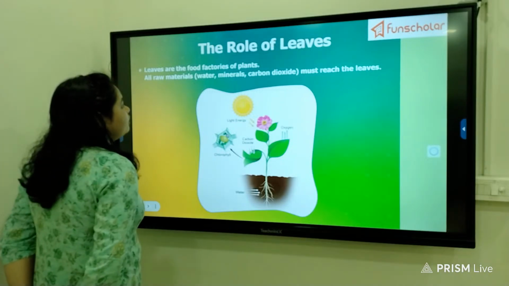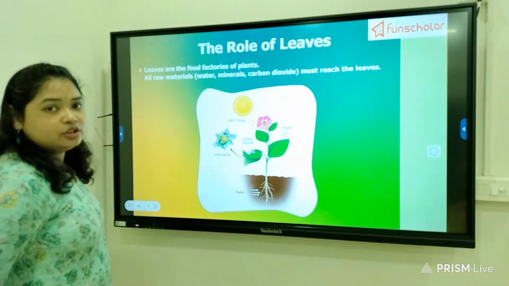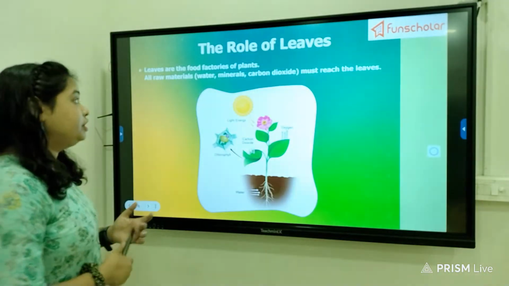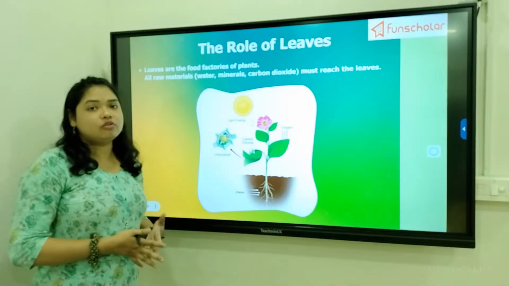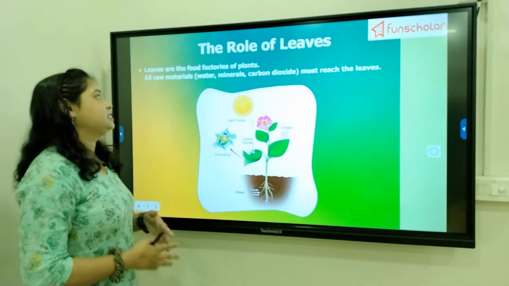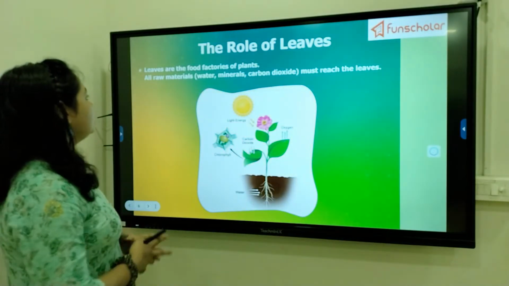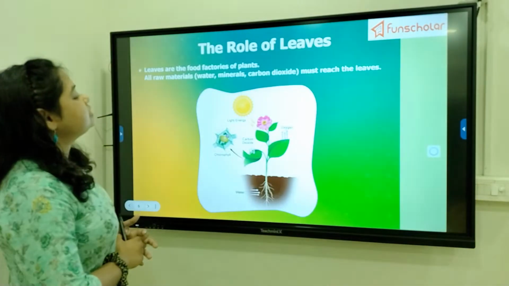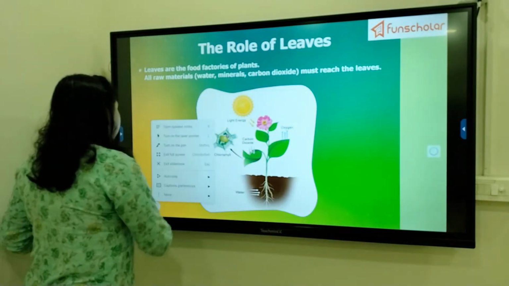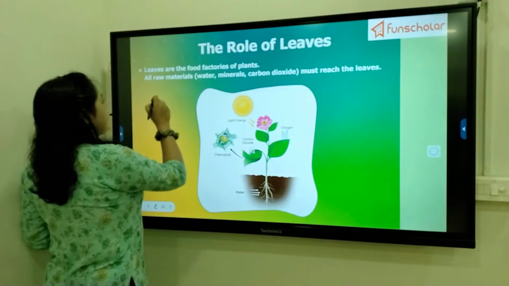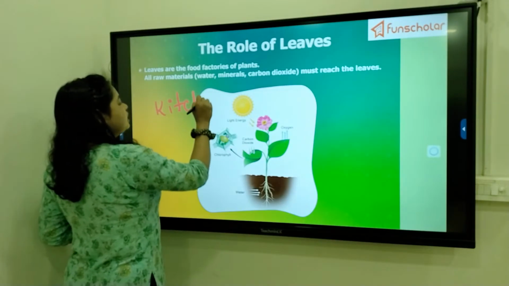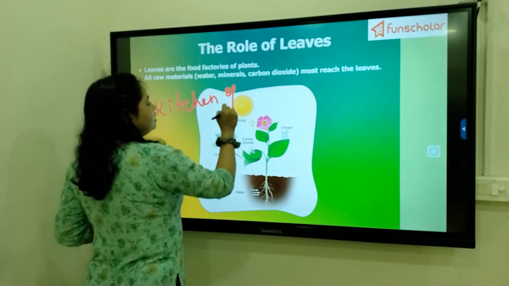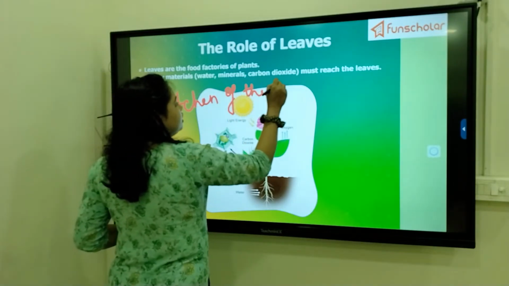So we will now look into the details, as I told you and as already shown in the video. We will now see how the plants actually carry out the process of photosynthesis. Firstly, the role of the leaves. So what is the role of the leaves? The leaves are also known as the kitchen of the plant because it is the site where the food is prepared.